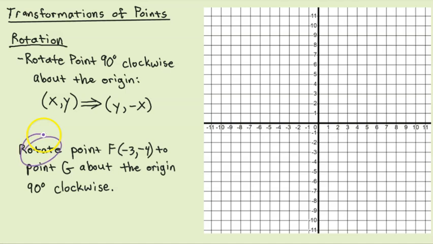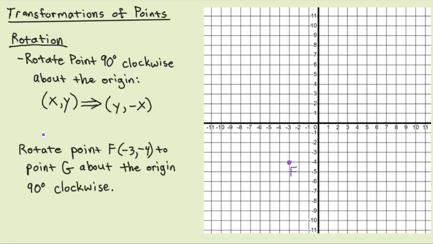All right, so let's look at this example. It says rotate point F, which is at the point -3, -4. So here's -3, here's -4, so we're going to go to -3, -4 right here. That's point F, okay? And it says we're going to rotate that 90 degrees clockwise about the origin to point G. Well, I don't even need to use the coordinate plane. I can just use this rule.